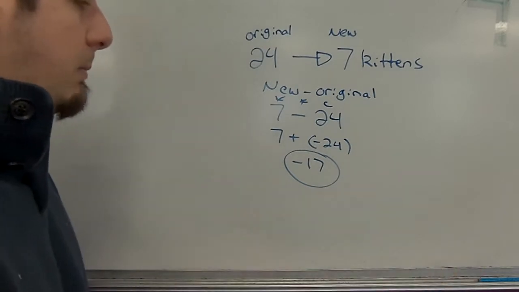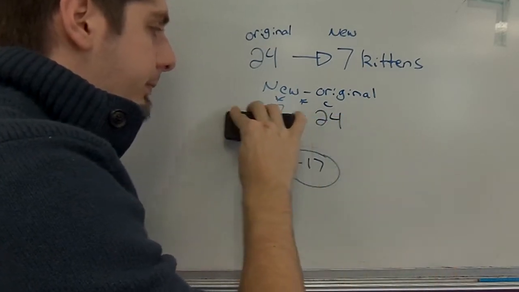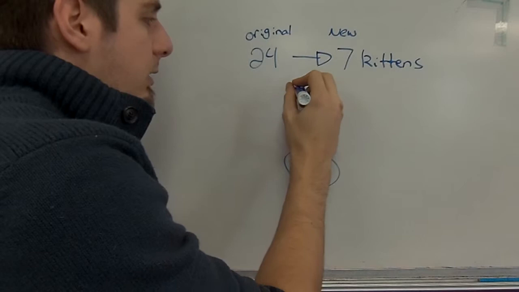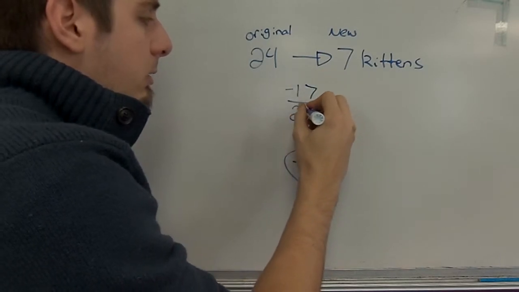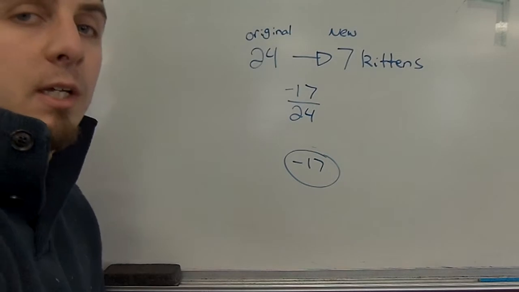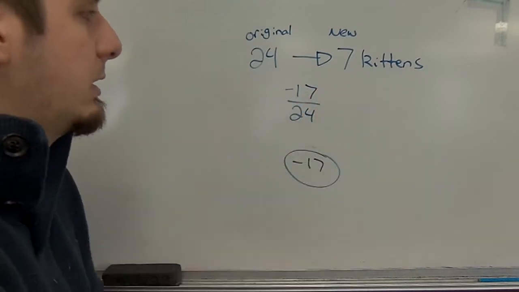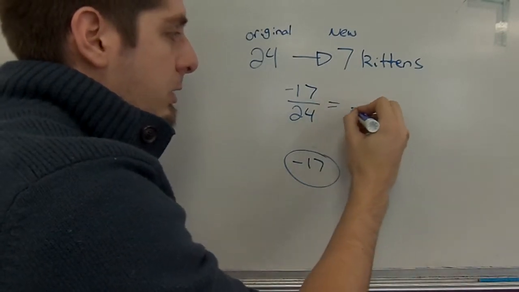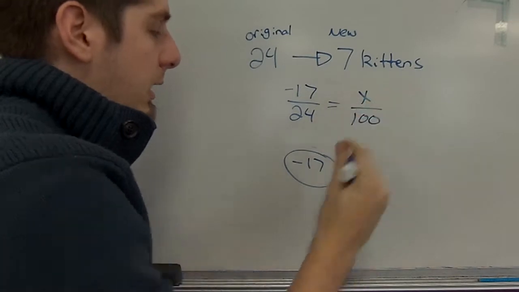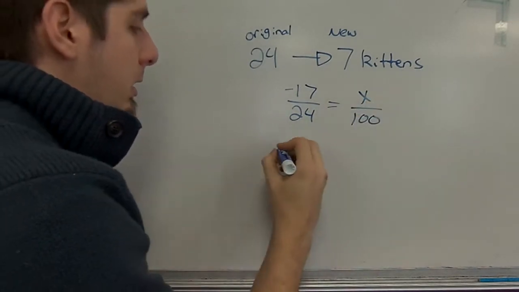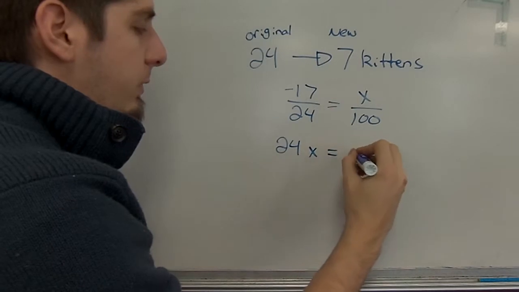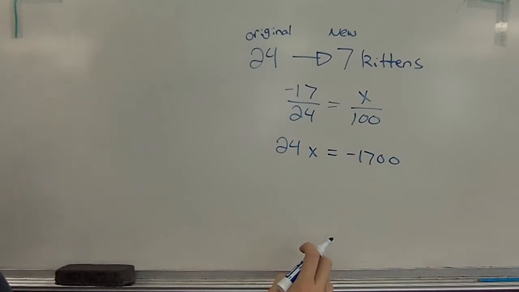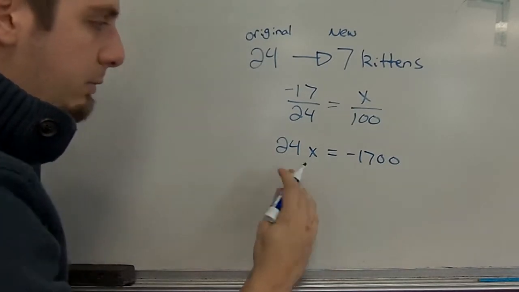So now I want to know, what is that percentage? We're going to take the change, which is negative 17, and put it over the original, because I had 24 kittens and I lost 17. That was my change. My change was a loss of 17. And we can do the percent equation if we want. Put the x up here. You can cross multiply and you get 24x equals negative 1700. Then you would need to divide both sides by 24.